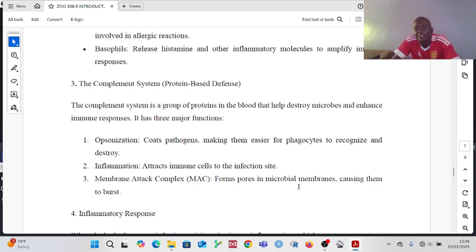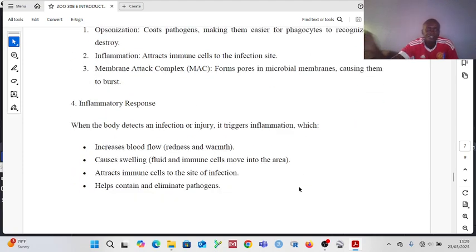The third function is the membrane attack complex. This is now what the perforin does. It forms pores, mashimo, okay, on the microbial membranes, on the membranes of those microorganisms that will have invaded into your body. Those pores, hiyo mashimo inatengenezwa na the membrane attack complex, are the ones that will make that microorganism burst. Once the microorganism has burst, then it will have died. Okay, so it will no longer cause infections.